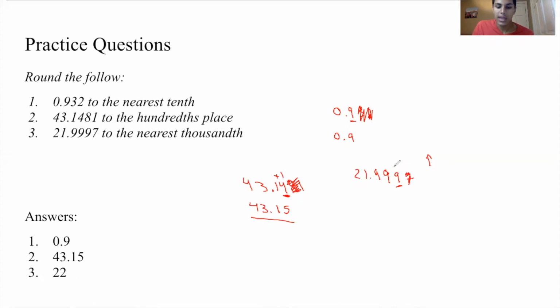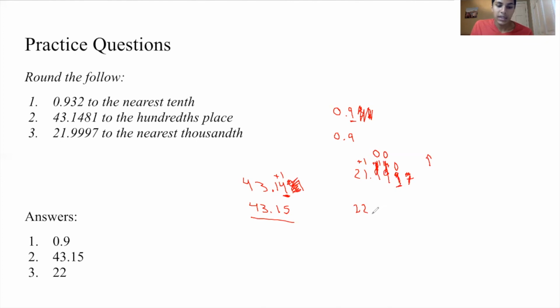So 9 plus 1 is 10. Now remember, this is a special case. When we get a 10, we replace the 9 with a 0 and add the 1 over here instead to the digit to the left. 1 plus 9 is 10. So we're going to do the same thing, put a 0 here, and add 1 to the digit over here. 1 plus 9 is 10 again. So we're going to do the same thing and now add a 1 to the ones place. And 21 plus 1, or this 1 plus 1, is going to be 22. So 22 is it rounded to nearest thousandth.